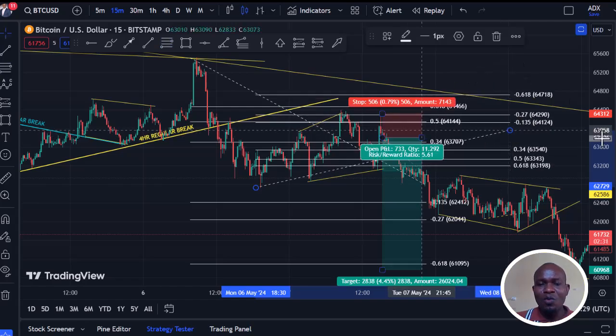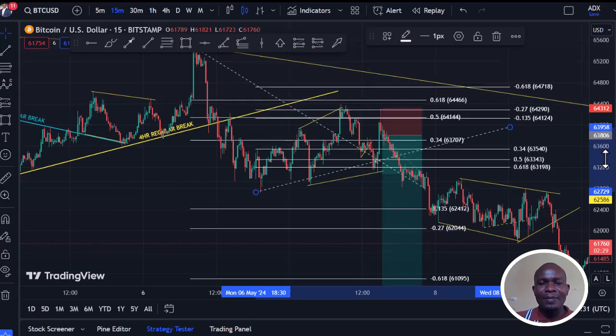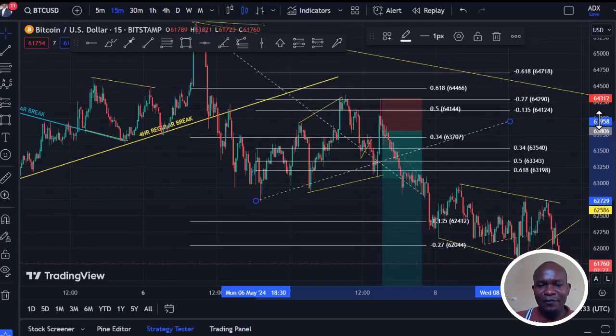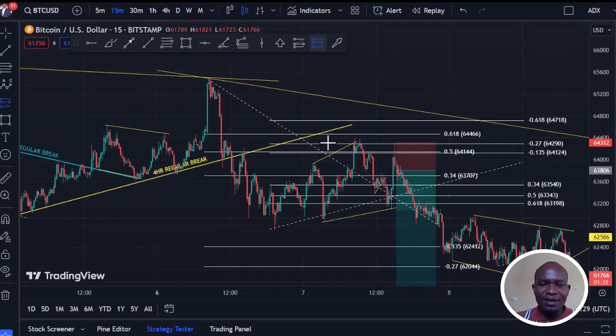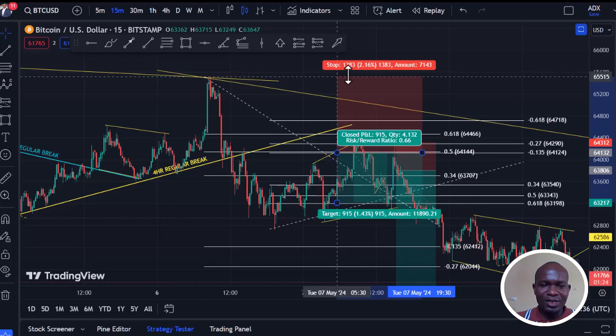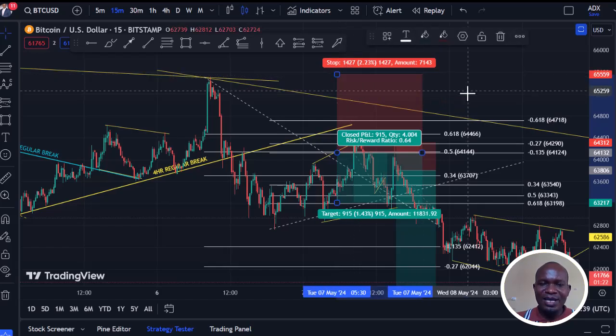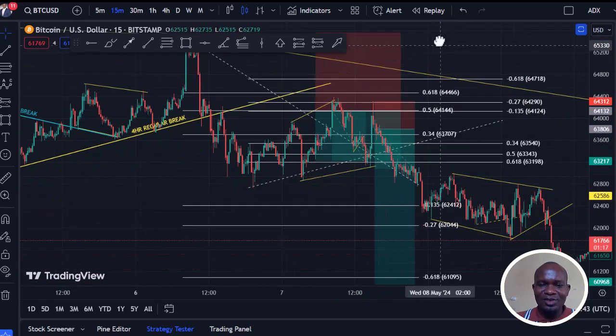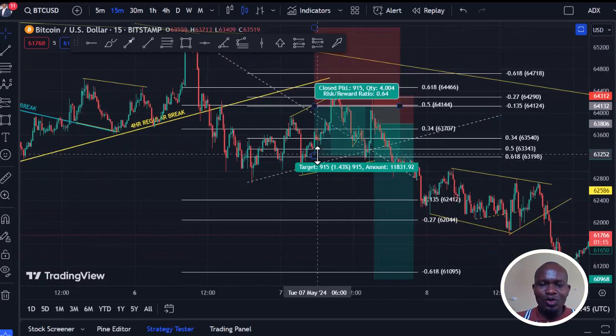Okay, so we are looking for a confluence. So you can see clearly here the confluence actually aligns. We have a confluence that aligns at this point. So once you have this confluence that aligns, you take your sell, put it in there. Remember your stop loss first before your take profit. So our stop loss here is a bit high, 2.23%, which tells us that our take profit should also be at least 4.6%.